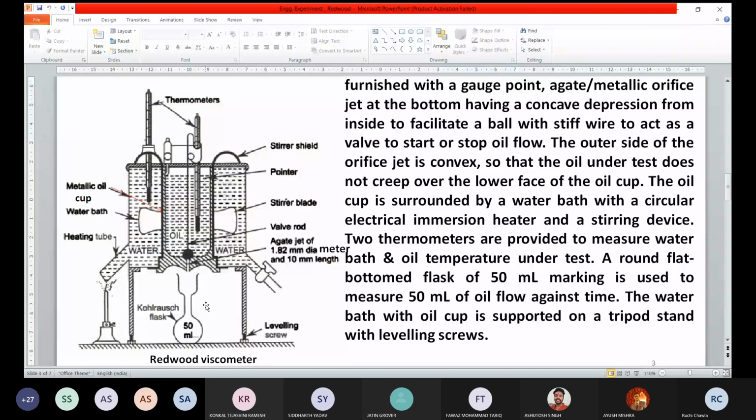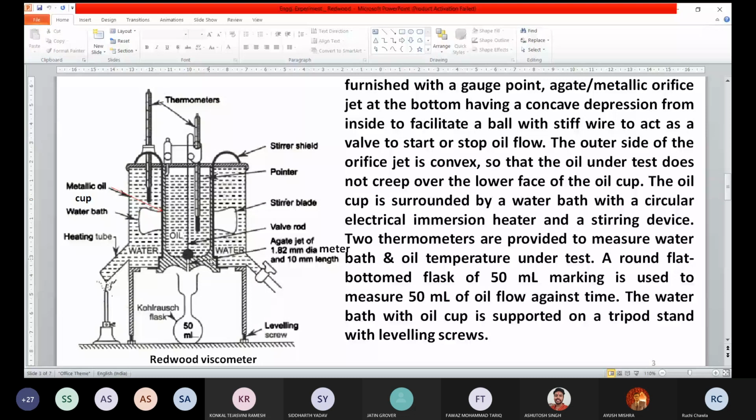So what you will do? You will lift this metallic ball. The oil will start flowing from the oil cup into the flask that is placed below. The Redwood flask has been shown. It is nothing but a conical flask. And as soon as you open the valve by lifting this metallic ball, you will start the stop clock.